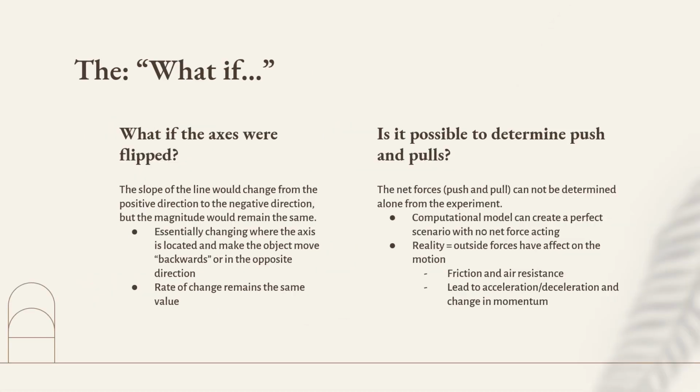So, what if the axes were flipped? The slope of the line would change from the positive direction to the negative direction, but the magnitude would remain the same. When I initially recorded my video, I had the object moving from right to left, but I realized that my slope was negative, so I mirrored the video to be in the positive direction. Essentially, changing where the axis is located within Tracker will make the object move either backwards or forwards, in the opposite direction or the right direction you want. The rate of change will remain the same value, and the only thing that will change is the direction.